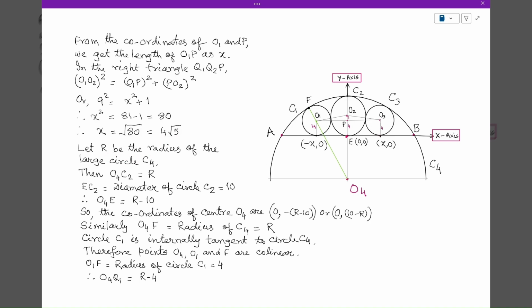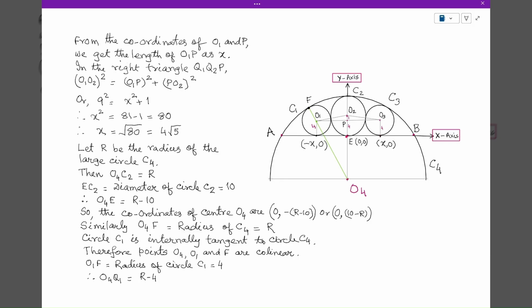Let R be the radius of the large circle C4. That is, this whole distance is R. Then O4C2 is equal to R. This distance, we have seen, is R. EC2 is the diameter of the circle C2, which is 10. That is, EC2, which is this, being the diameter of this circle C2, is 10.